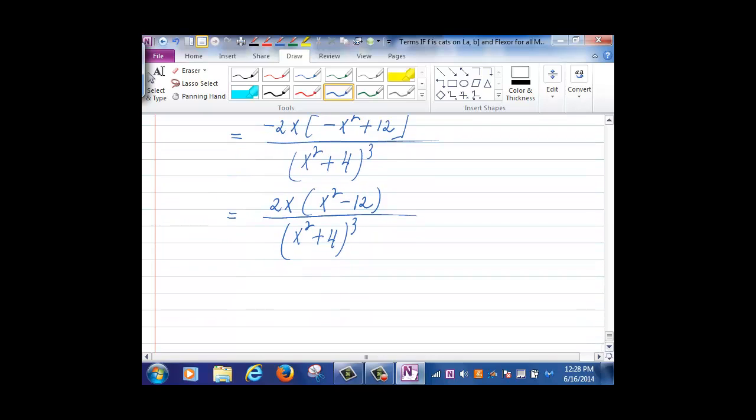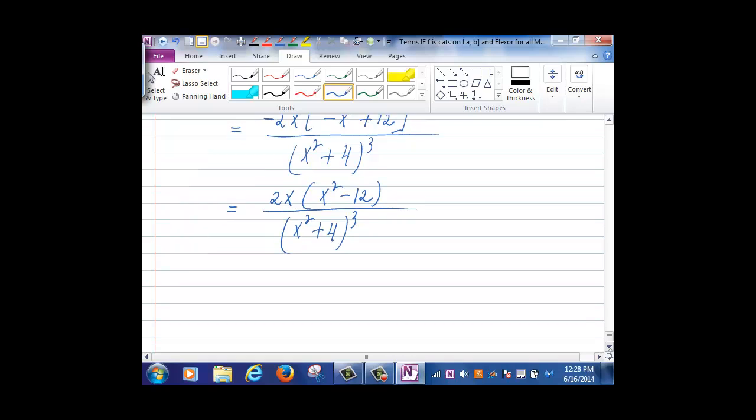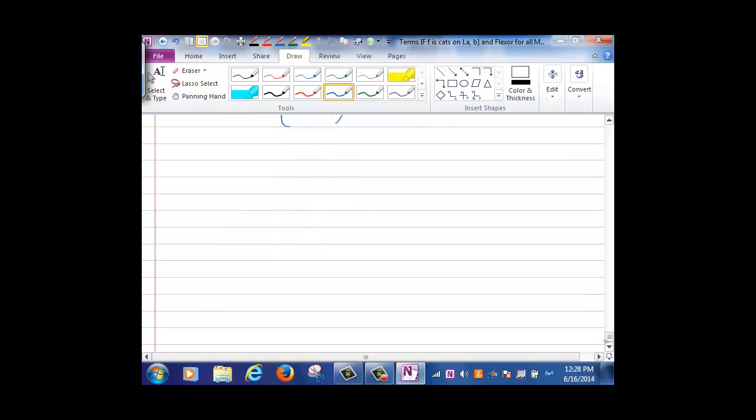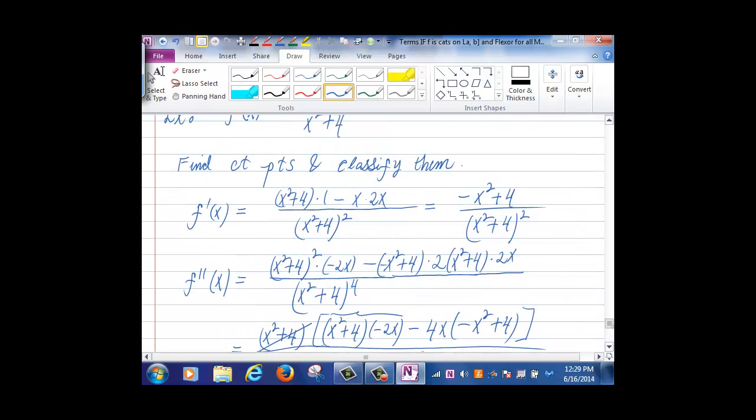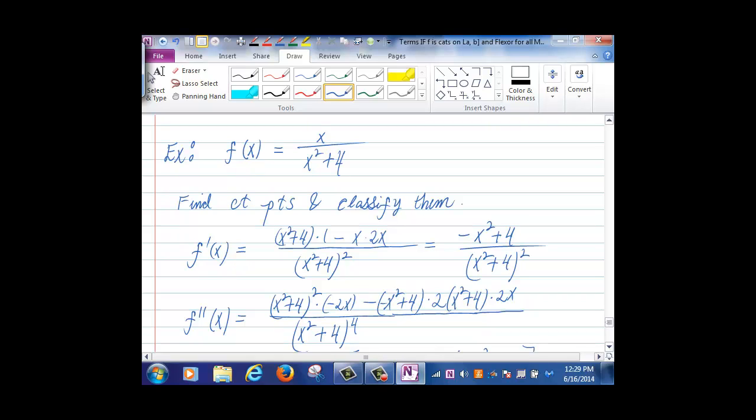Okay, so all I did is find the first derivative and the second derivative. Finding the second derivative is, of course, a little bit more difficult to simplify. And now I'm going to find the critical points. So remember, the question was find the critical points and classify them. So how do I find the critical points? Well, I have to solve where the derivative is 0 first. And remember, what was the derivative? The derivative is right here, right?